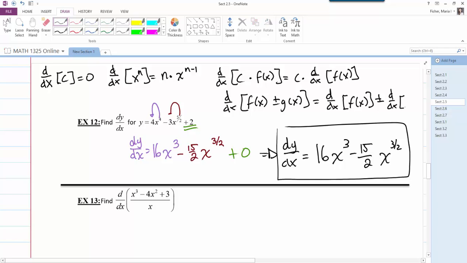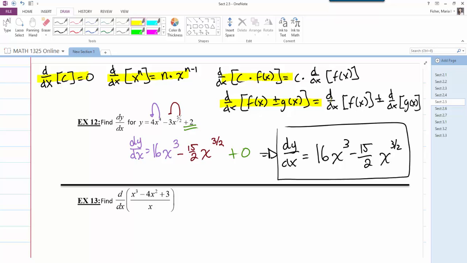So if you don't end up looking exactly like one of these that I'm about to highlight, just a constant, x to the n, c times f of x, or f of x plus or minus g of x, you have to rewrite it first. You must rewrite this first. Well, how do I rewrite it?